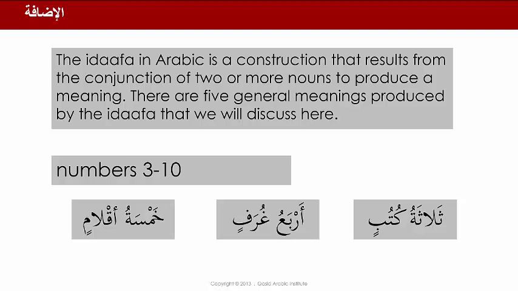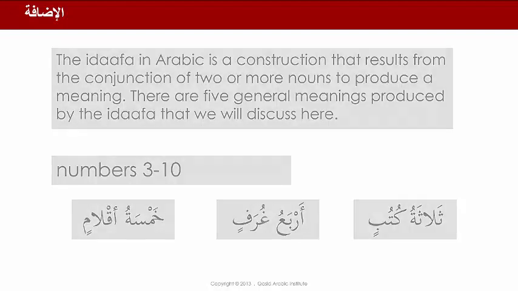Remember that in 3 through 10, the gender of the number is going to be the opposite of the singular of the counted noun. So thalathatu kutubin, because kutub, the singular of it is kitab, and that is masculine, then the number is going to be feminine, thalathatu kutubin. As opposed to ghurfa, for example, the singular of ghuraf is ghurfah with a ta marbuta, which is feminine, so then arba'u is masculine. So we say arba'u ghurafin.